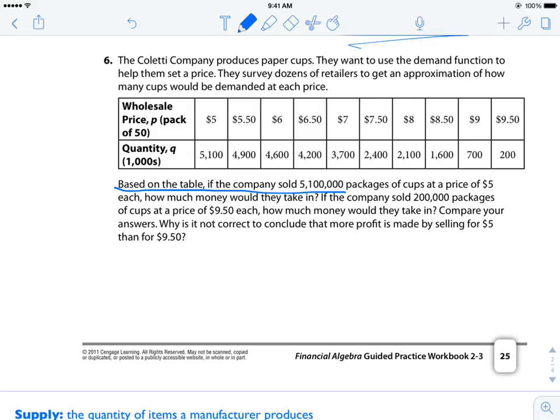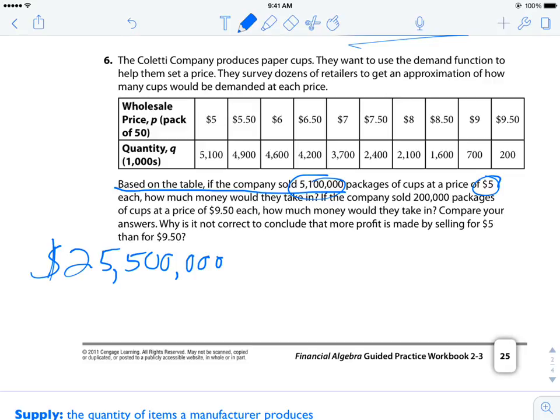So we need to figure out, okay, so we're going to sell that many packages. Each package is going to be $5. What's the overall revenue for this? How much money is this company going to take in? So that's actually pretty simple. You just take those two numbers and you multiply them. And if you do that, you're going to end up with 25,500,000. Okay, so that's how much money they would take in if they used that price.